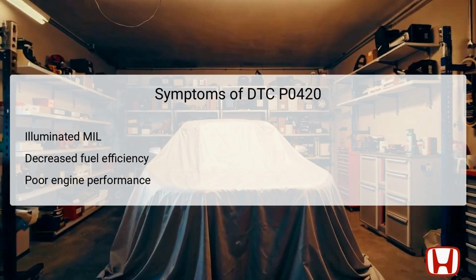The symptoms associated with DTC P0420 can significantly impact the driving experience. The most obvious symptom is the illumination of the malfunction indicator lamp, MIL, on the dashboard, which warns the driver of an emissions-related issue. In many cases, drivers may also notice a decrease in fuel efficiency, as the PCM struggles to manage an optimal air-fuel ratio.